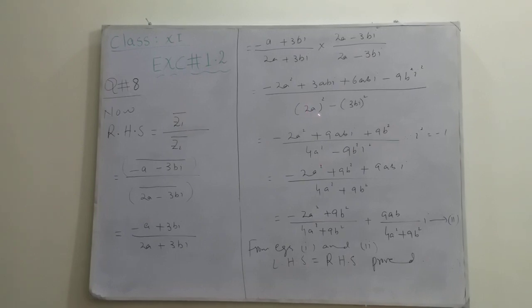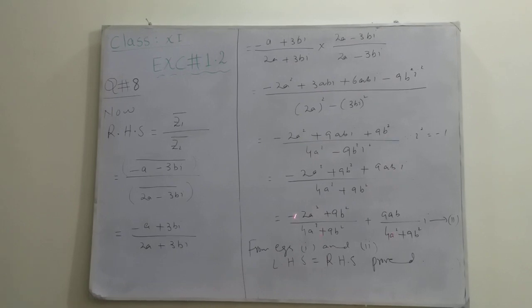For the denominator, 4a² - 9b²i², where i² is -1, so it becomes +9b². Now dividing separately the real and imaginary parts, we have (-2a² + 9b²)/(4a² + 9b²) + 9abi/(4a² + 9b²).